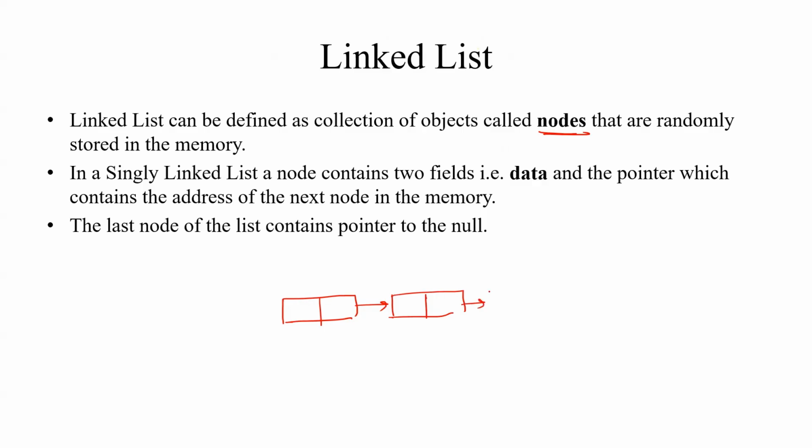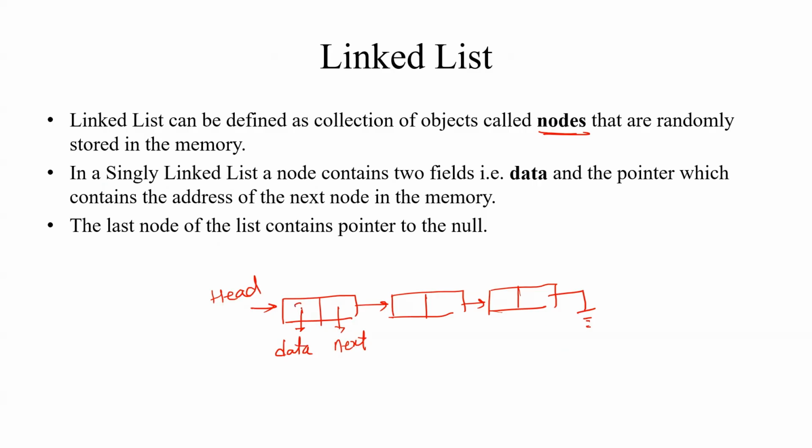So let's take one example of a simple singly linked list where we have a total of 3 nodes. I am making a singly linked list. In a singly linked list, a node contains 2 fields. In this particular node, one field is for data and the other field will contain the address of the next node. And finally, the last node will contain the null pointer.